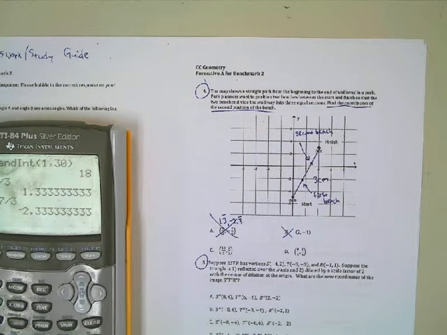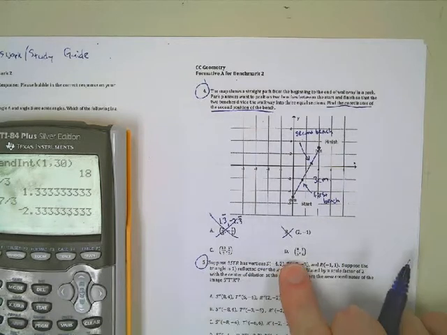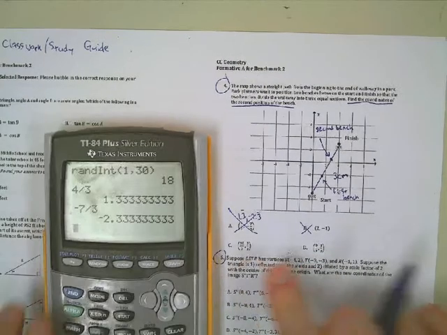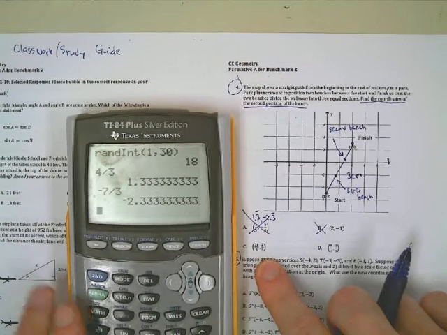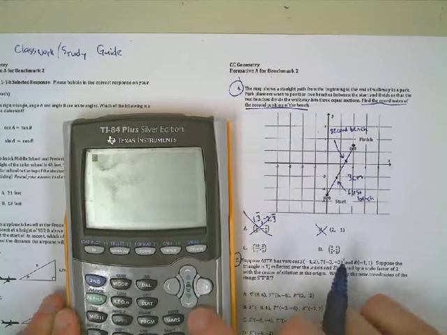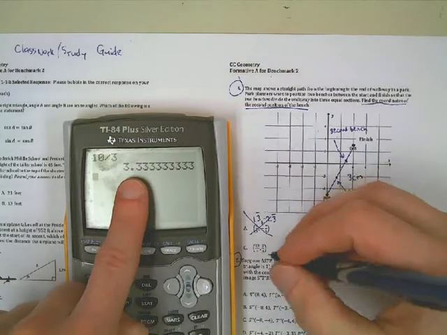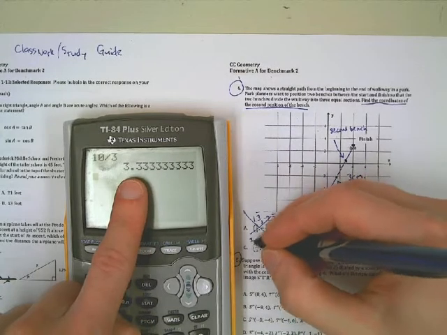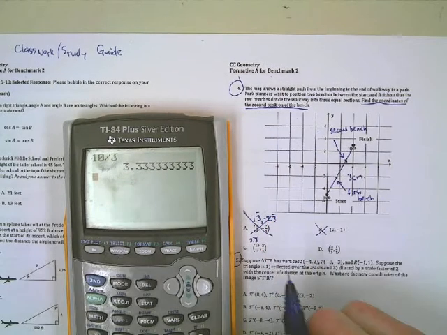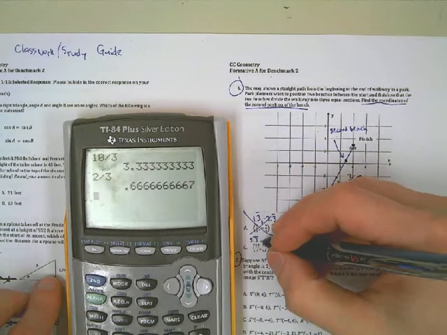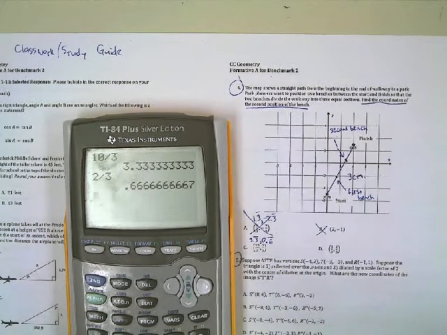So then it's either C or D, okay? So Zaria says C, let's check C, okay? You think it's C? Yeah, she thinks it's C. So let's check to see if she's right. I'm glad that she's making predictions there. So 10/3 is about 3.3, repeating. And then 2/3 is about 0.6, repeating there.